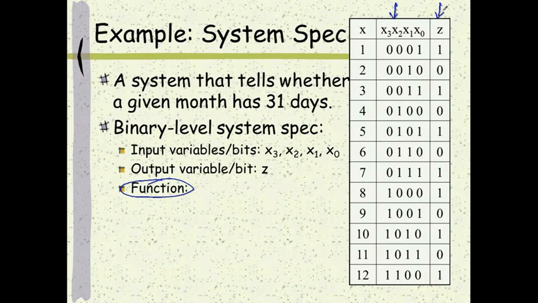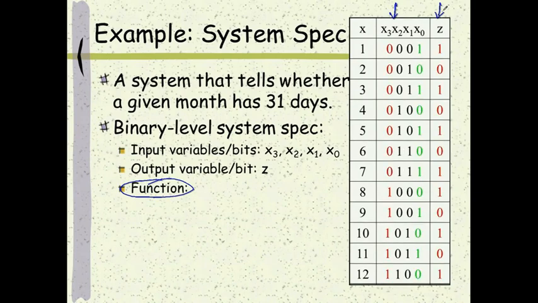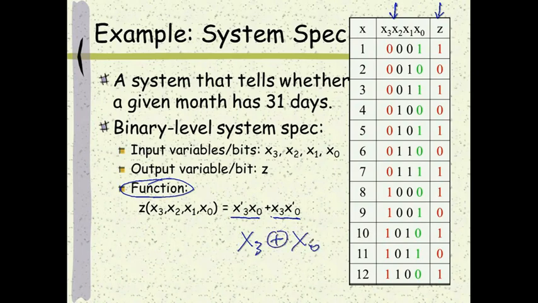And by observation, or by later doing any kind of optimization technique, we figure out in this case the output Z is X3 complement times X0 plus X3 times X0 complement, which is the same as X3 exclusive OR with X0. Which means that whenever X3 and X0 are different, the output Z will be a 1. Whenever they're the same, the output will be a 0.